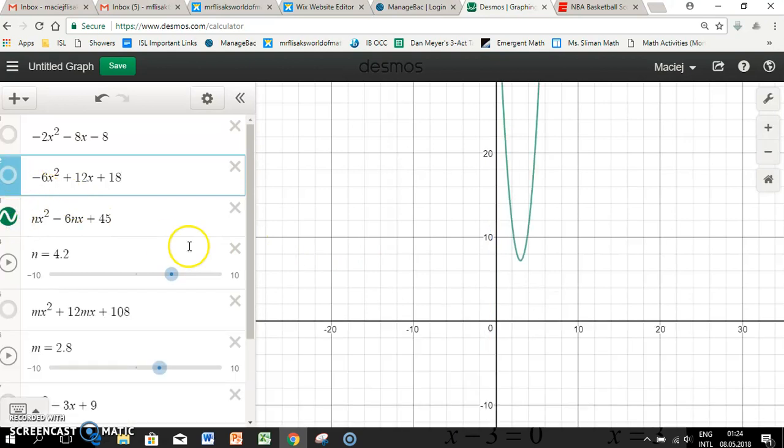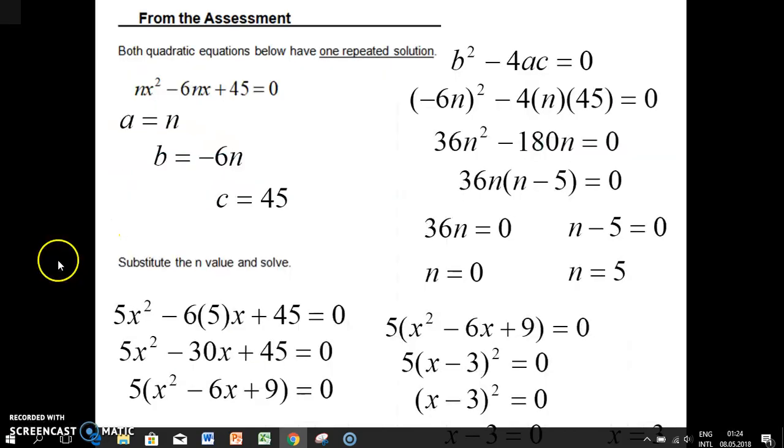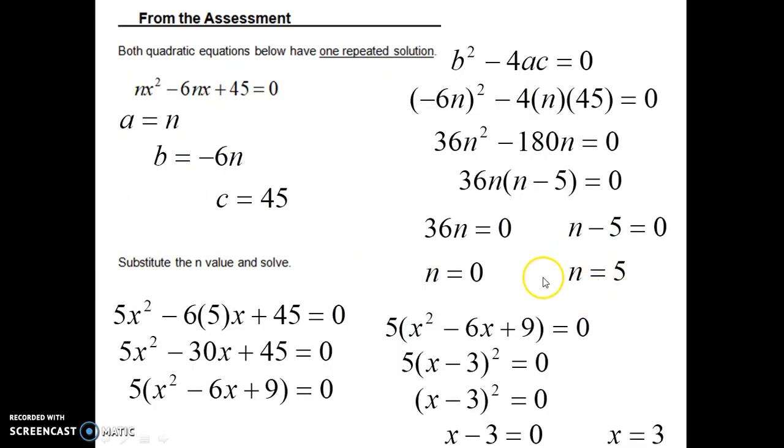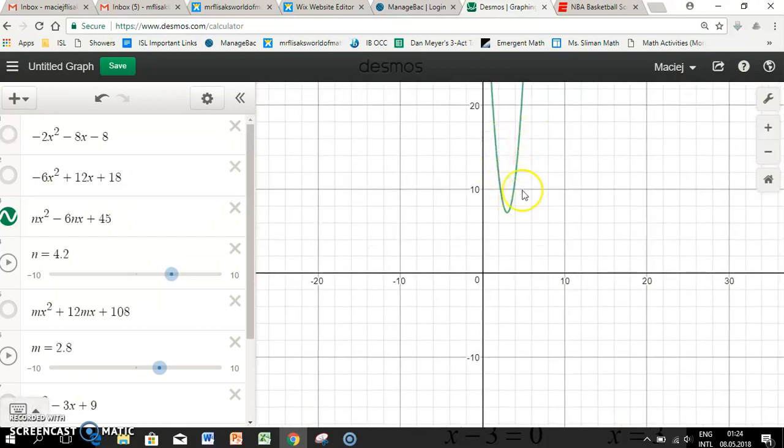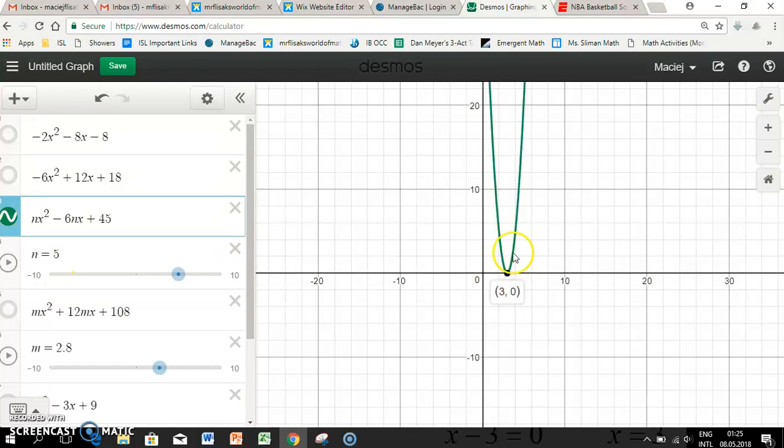So here was that one. I wrote it with the n value, right? And we just found out that n has to be 5 in order to have one solution. So right now, n is 4.2. And notice this quadratic does not even touch the x-axis, it has no solutions. As I make n smaller, it rises up, no solutions, no solutions. But we found out when n equals 5, it will have one solution. Let's check. There, n is 5 now. Notice here, it has that one solution, and the solution is x equals 3.